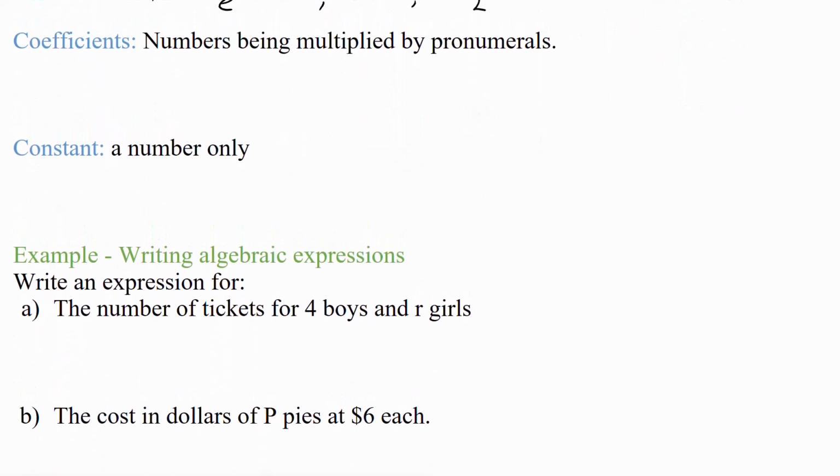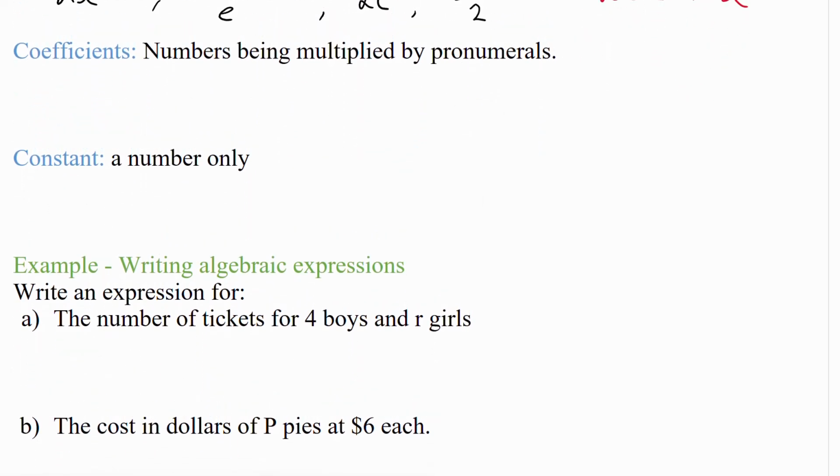So the next thing we want to look at is coefficients. These are numbers being multiplied by pronumerals, and usually they're parts of terms. So we had 2x up here. The coefficient of the 2x is my 2. So that's the coefficient. Now, what if I had 4 over e? That's my coefficient, okay? So the coefficient is always the number that's associated in the term, right?